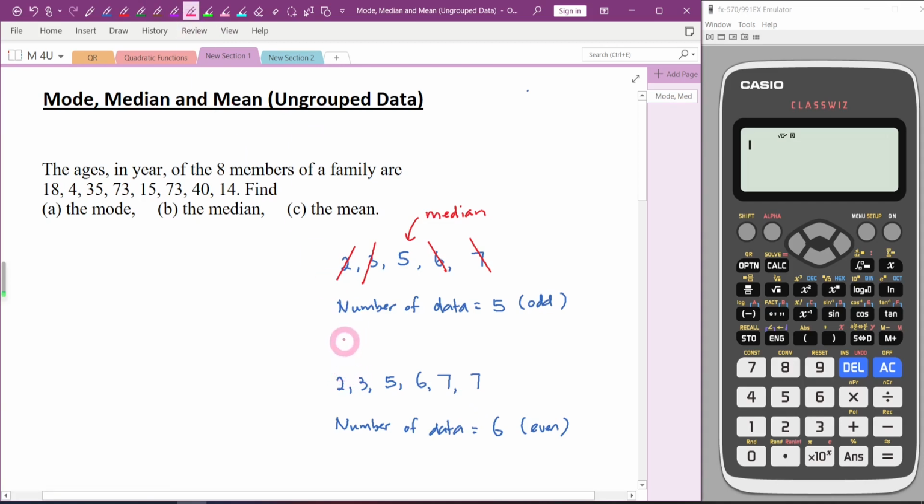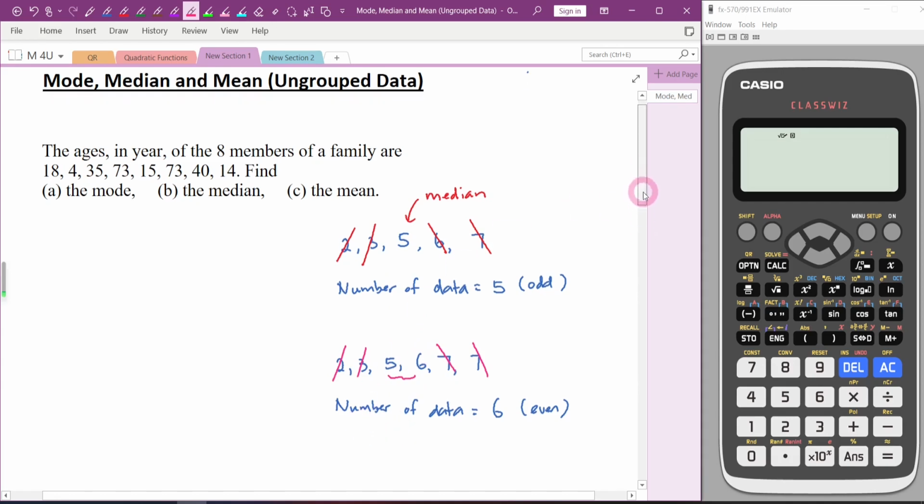Let me use the same process like what I used just now. Cut one data from the left and do the same thing for the right. Keep on repeating this process until I see the median value. You will notice that I have two median values, but be careful. The median is not 5 and 6.